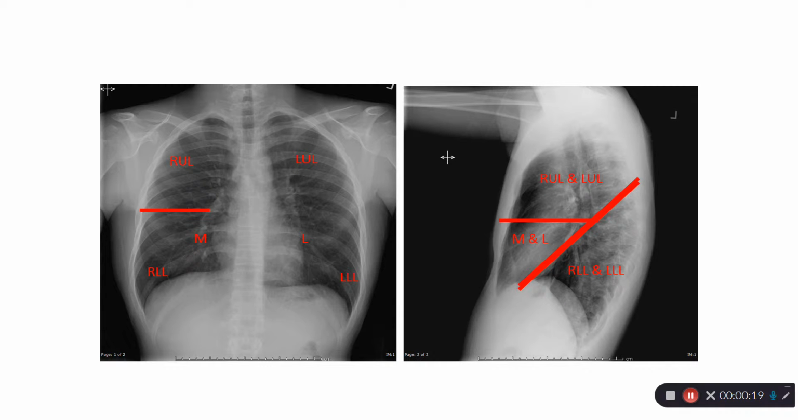Here we have a frontal and lateral view of the chest. We can see in the right lung there are 3 lobes defined by the major and minor fissures: right upper lobe, middle lobe, and the right lower lobe. In the left lung there are 2 lobes, an upper and a lower, and a lingular segment which is part of the left upper lobe.